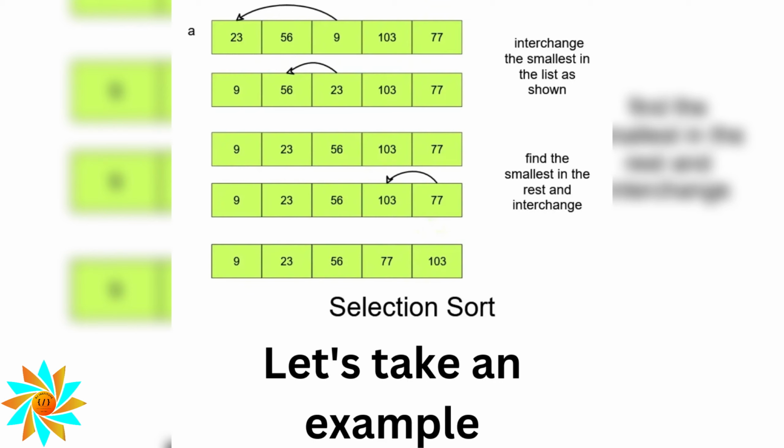The outer loop runs n times, where n is the length of the array. For each iteration of the outer loop, we assume that the ith element is the minimum element, and then we search for the actual minimum element in the unsorted part of the array. The inner loop starts from i plus 1 and compares each element with the assumed minimum element. If a smaller element is found, we update the min_id variable to the index of the smaller element.